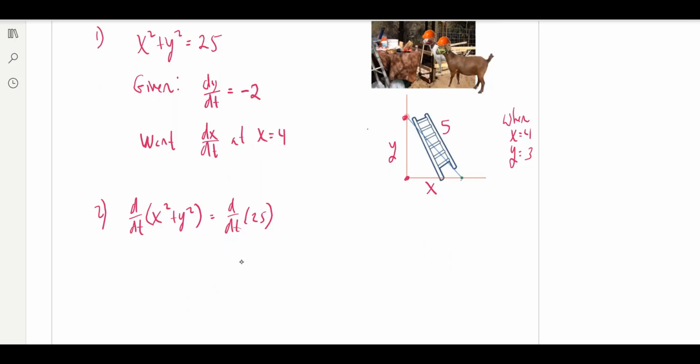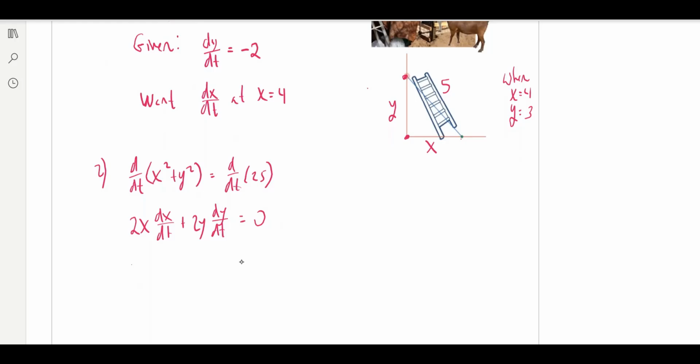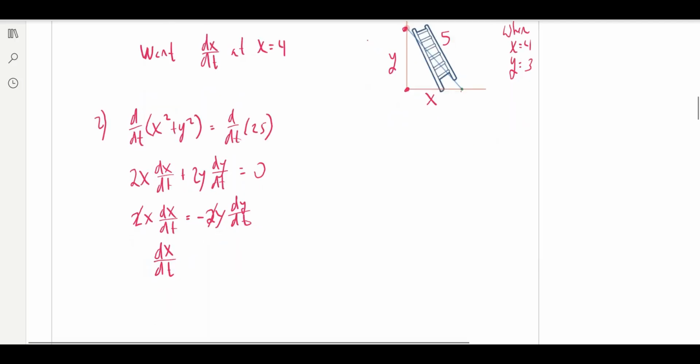So for the derivative, we get 2x dx/dt plus 2y dy/dt equals 0. Now we're solving for dx/dt. So 2x dx/dt is -2y dy/dt. I can cancel those 2's and divide by x to get dx/dt alone. That would be -y over x times dy/dt. So now that we have dx/dt isolated, we can plug in what we know and find dx/dt.